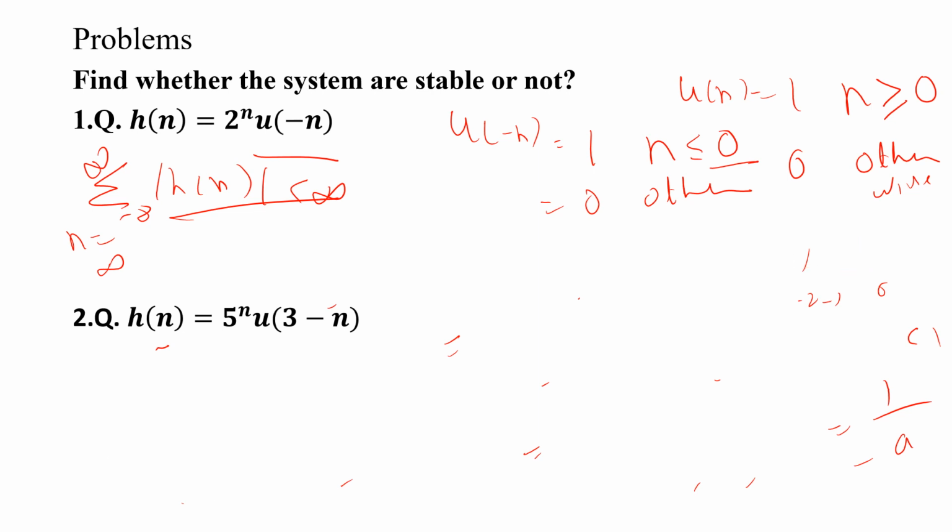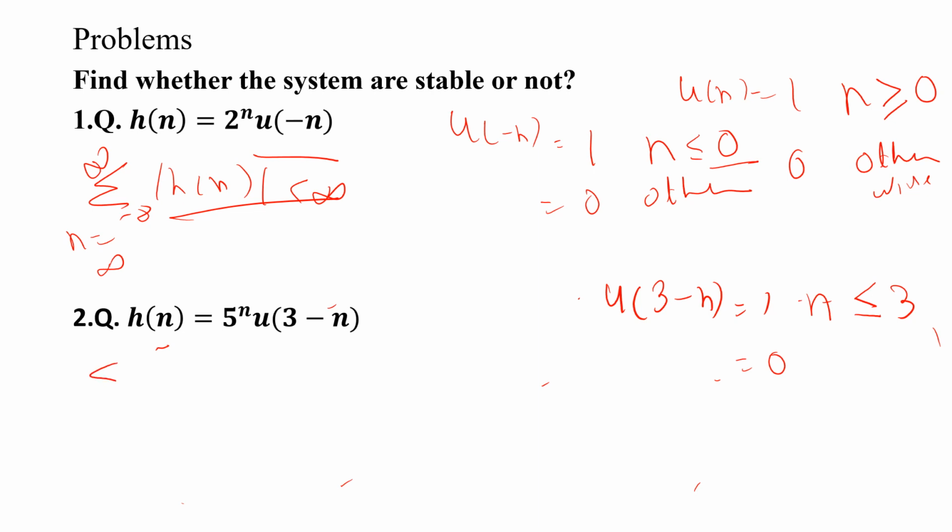Okay, so 3 minus n. U of 3 minus n means what? U of minus n means 1 for n less than or equal to 0, so with the 3, it is a 3 right shift. So u of 3 minus n is 1 for n less than or equal to 3, otherwise 0. So the summation will be from n equal to minus infinity to 3 of 5 to the n.